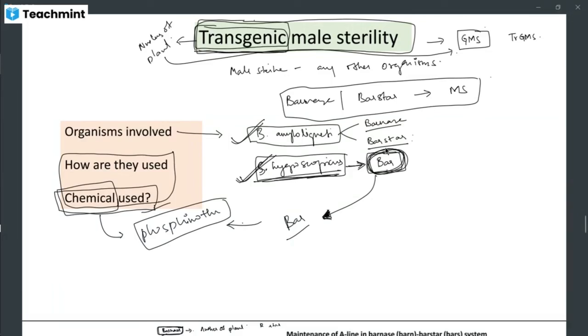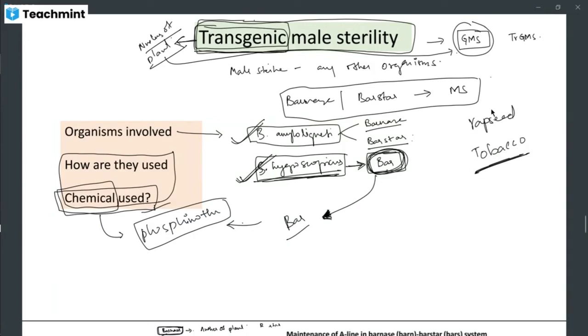Right. So this is the transgenic male sterility example, Barnase-Barstar male sterility, and this system is also a type of genetic male sterility because ultimately the transgene construct is incorporated into the nucleus of your plant, right? And do you know where this was first used? It was used in rapeseed or even in tobacco.